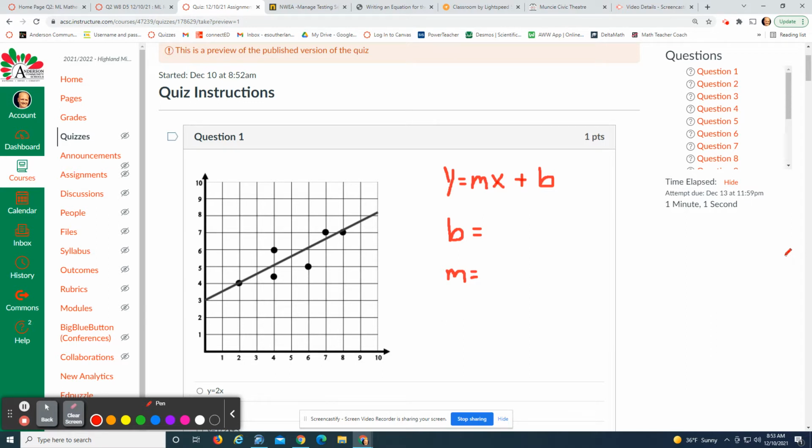The y-intercept is where this line crosses the y-axis. So this here is the y-axis. I can see that this line crosses it right here. What's the number right there? 3. So b is simply 3.